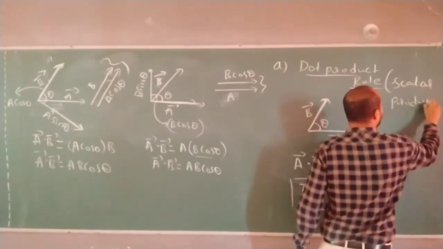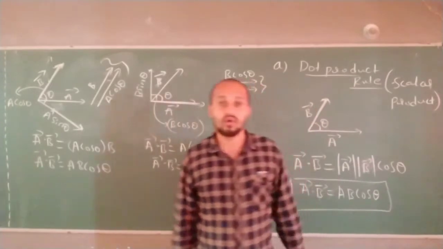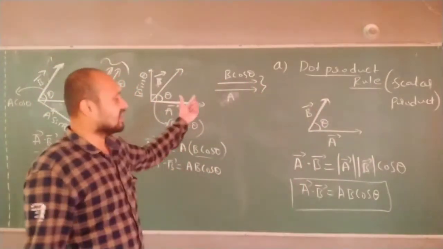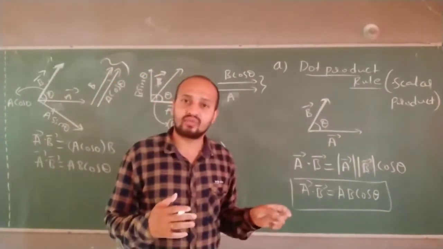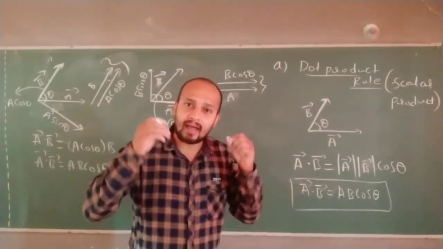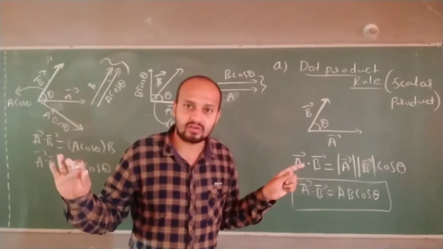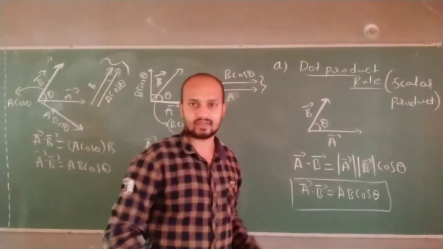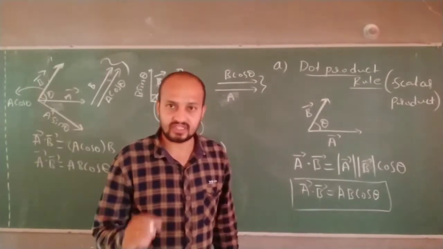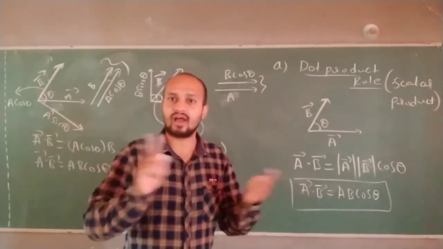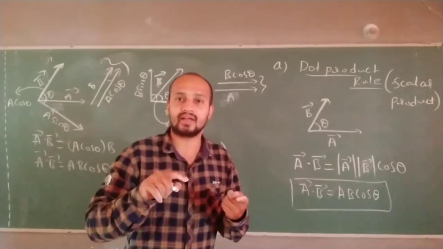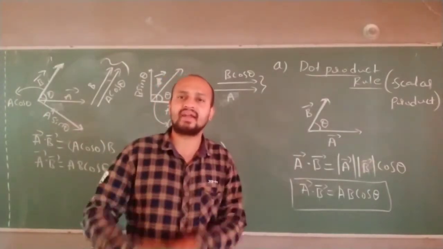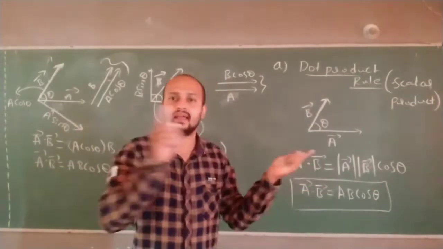Why do we call it a scalar product? Because scalar quantity means when I am multiplying scalar quantities, I am assuming that they don't have direction, or I am assuming that all of them are in a single direction. I am just multiplying their values. That is why I can multiply.